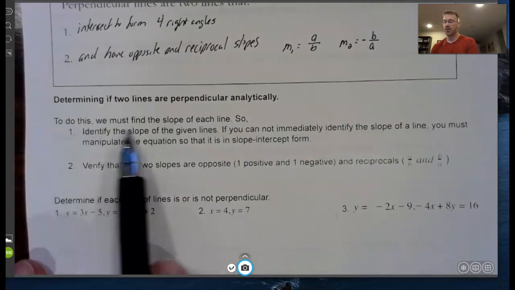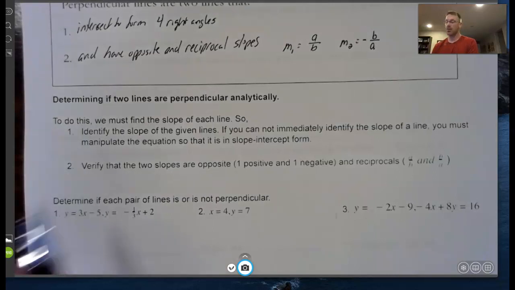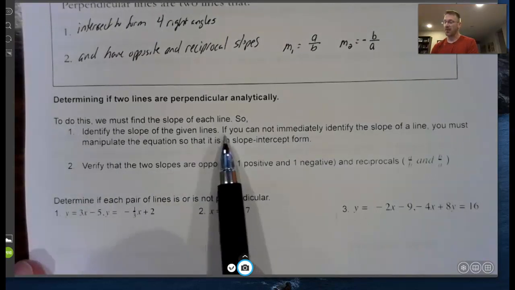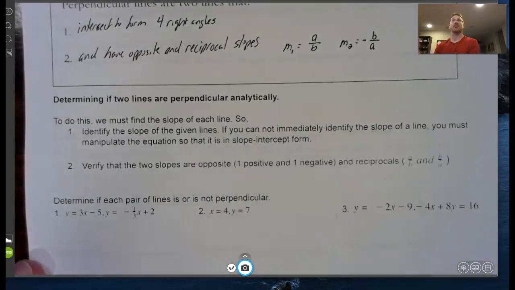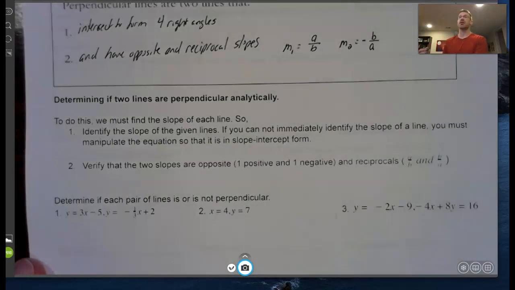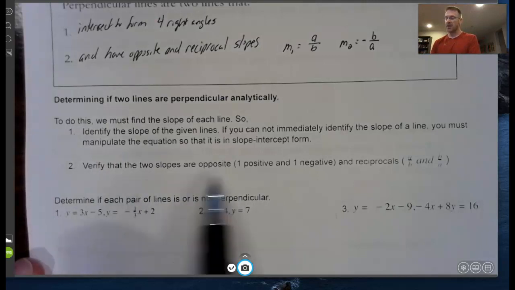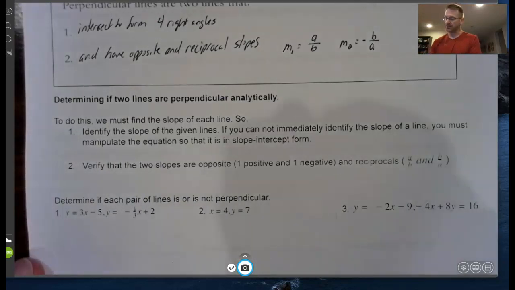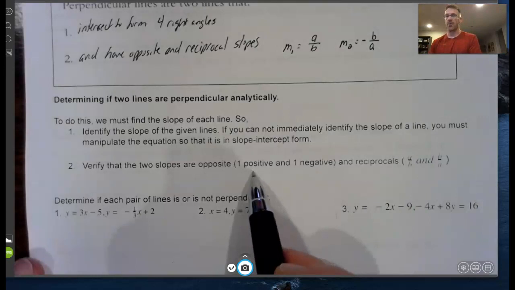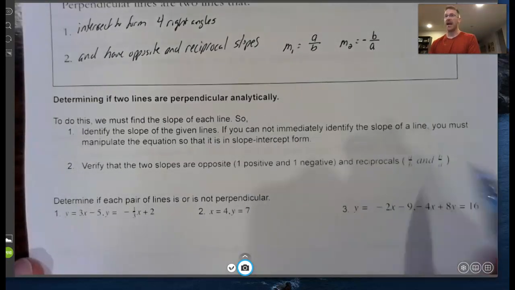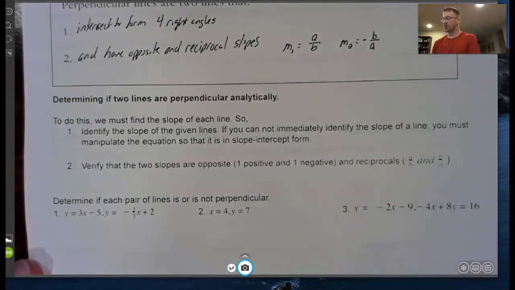So to do this, we must find the slope of each line. We identify the slopes, and if we can't identify that slope, we have to manipulate the equation so that it's in slope-intercept form so that we can. And then we can verify that the slopes are opposite and reciprocals: one positive, one negative, and then A over B and B over A. All right, so let's just jump right in here.